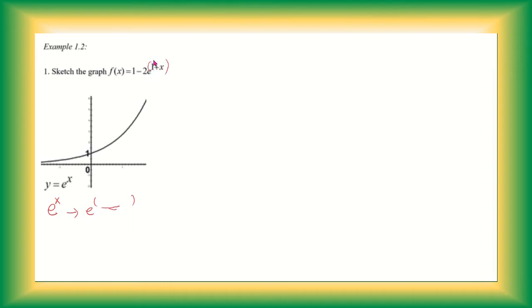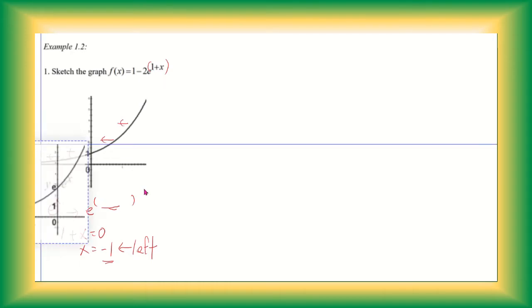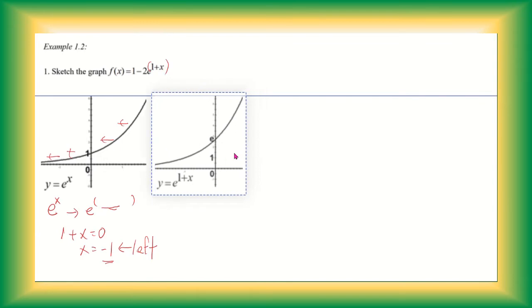But we can see that there is a plus 1 here, which means we need to carry out a translation either to the left or to the right. In order to determine this, we make it equal to 0, so x is negative 1. If x is negative, we need to shift the whole curve to the left hand side by 1 unit. After shifting the whole curve to the left hand side, the curve becomes like this.